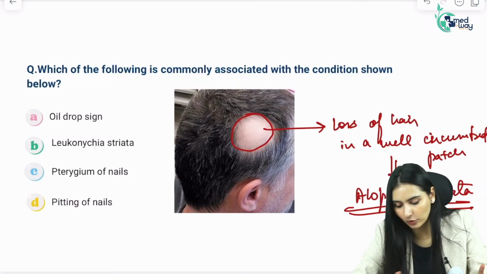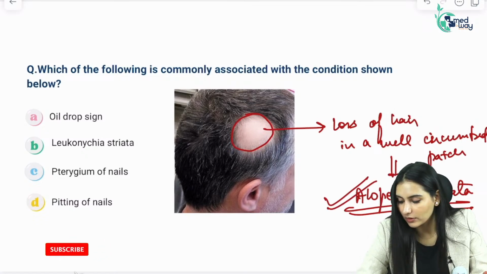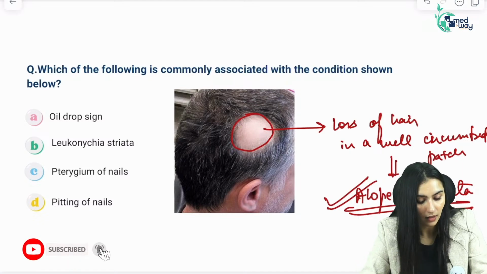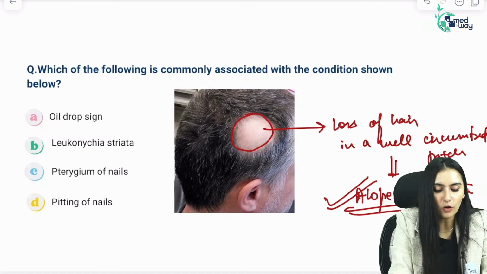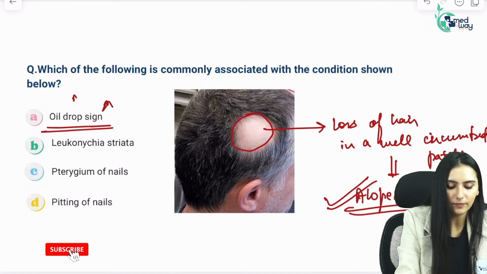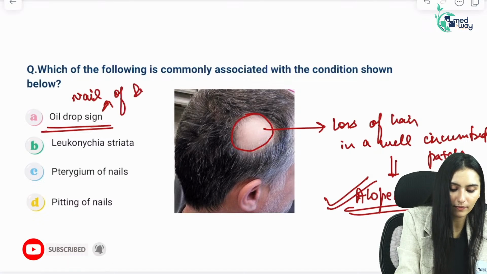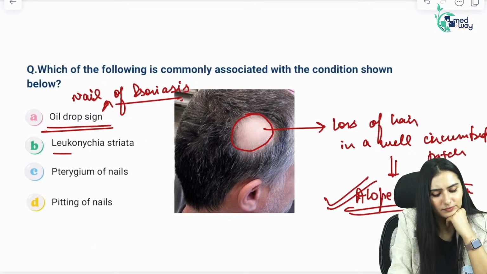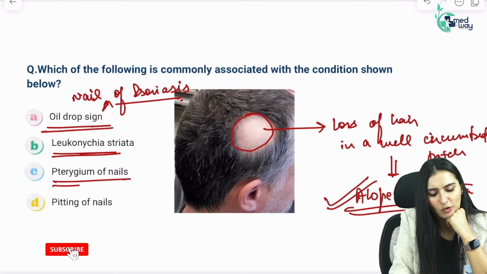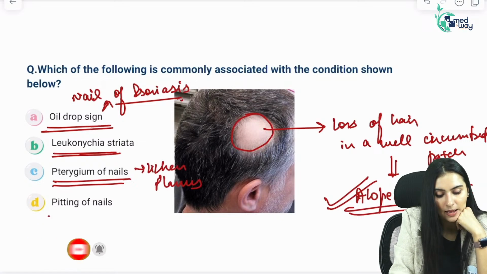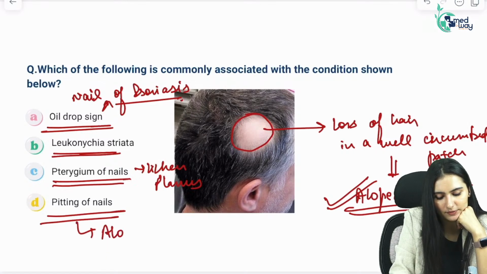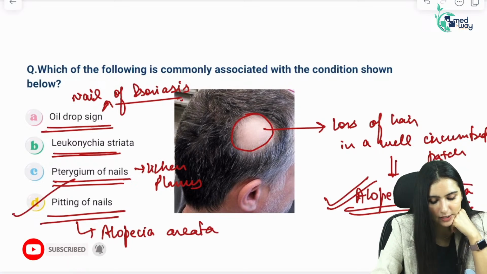Questions are equally important for both. Okay, topics are also very important. Somebody has asked if this is for NEET. Yes, it is. So, which of the following is commonly associated with the condition shown below? This is alopecia areata. Oil drop sign is seen in nail psoriasis. Okay. Leukonychia is just white lines. Pterygium of nail is seen in lichen planus. Pitting of nails is seen in alopecia areata. So, what is the answer? It is pitting of nails.